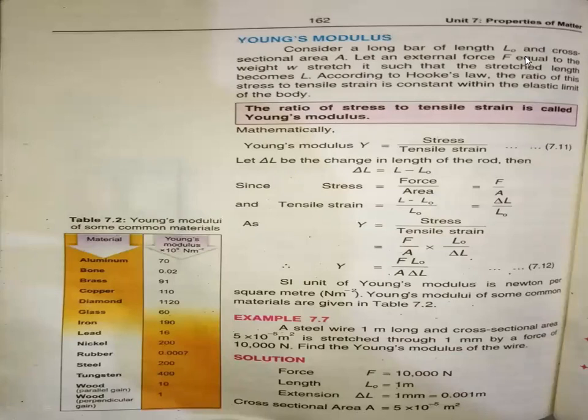Consider a long bar of length L0 and cross-sectional area A. Let an external force F equal to the weight W be applied such that the stretched length becomes L. According to Hooke's law, the ratio of the stress to the tensile strain is constant within the elastic limit of the body. You know this.